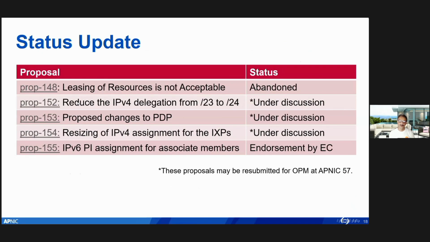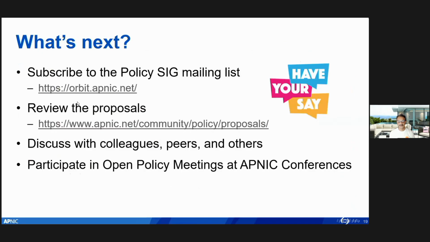Now, how you can participate in those 3 proposals that are still under discussion is by joining the Policy SIG mailing list. There's a URL there. I shared my slides with TWNIC staff. I think they will upload that to the conference website. You can access them. You can review the proposals by going to that URL. You can go to the proposals that are under discussion and have a look at them. And then you discuss with your peers, your colleagues, and see whether they all agree with it or what changes need to be made to that proposal. And you can share those reviews with the TWNIC staff, and then they can share them at the APNIC conference.